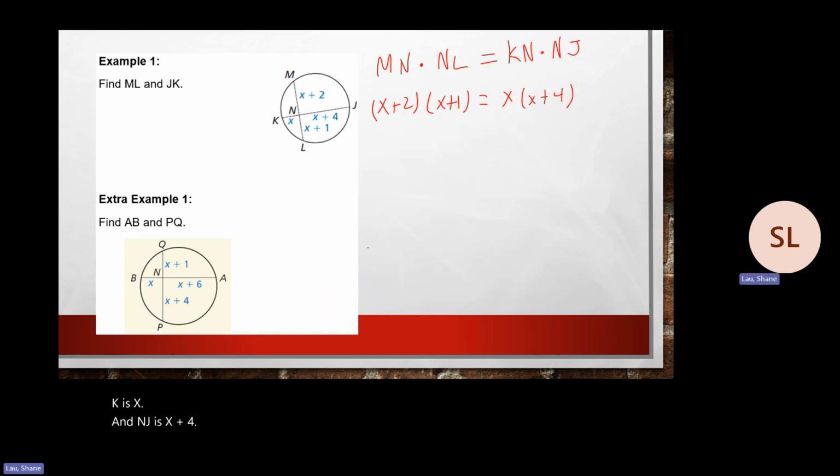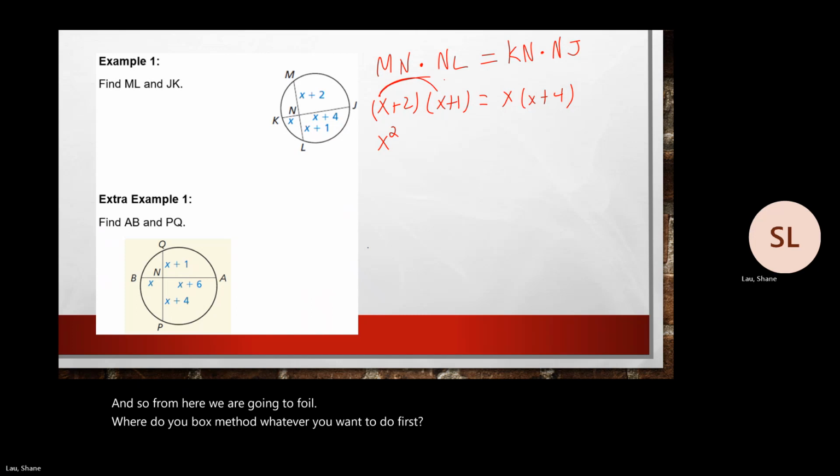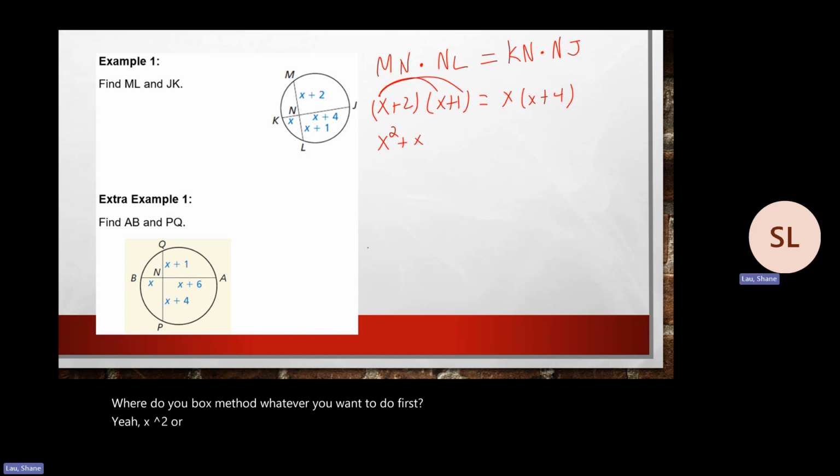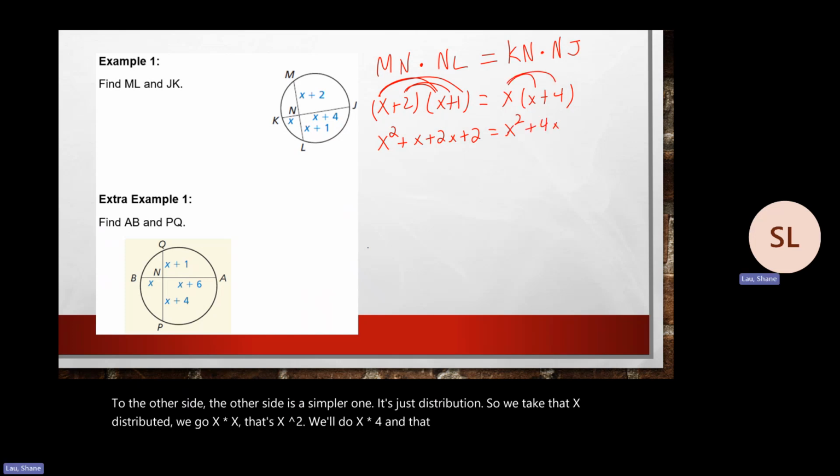And so from here, we are going to FOIL, or do your box method, whatever you want to do first. We get x squared. Our outer is just x. Inner is 2x. And our last is just 2. Put that equal to the other side. The other side is a simpler one. It's just distribution. So we take the x and distribute it. We go x times x, that's x squared. We'll do x times 4, and that is 4x.